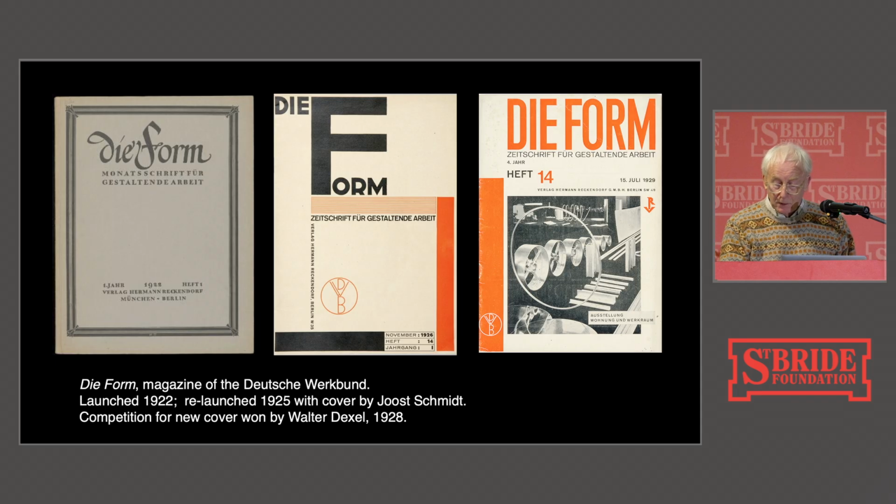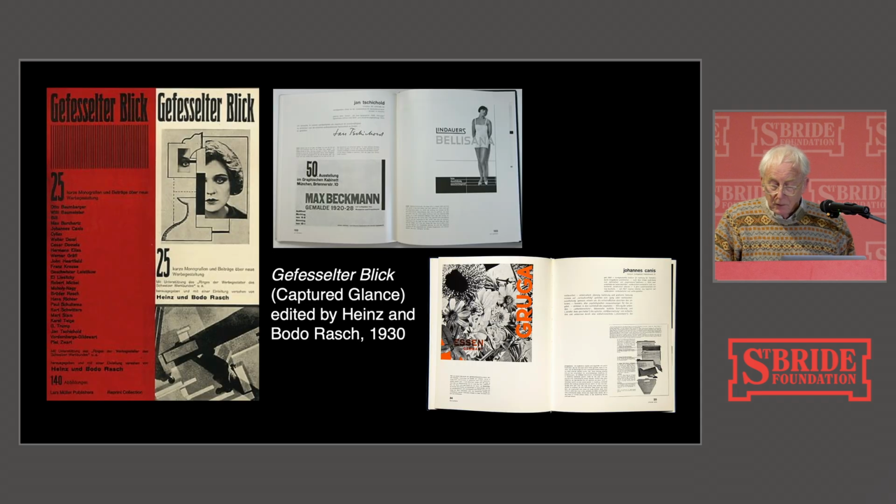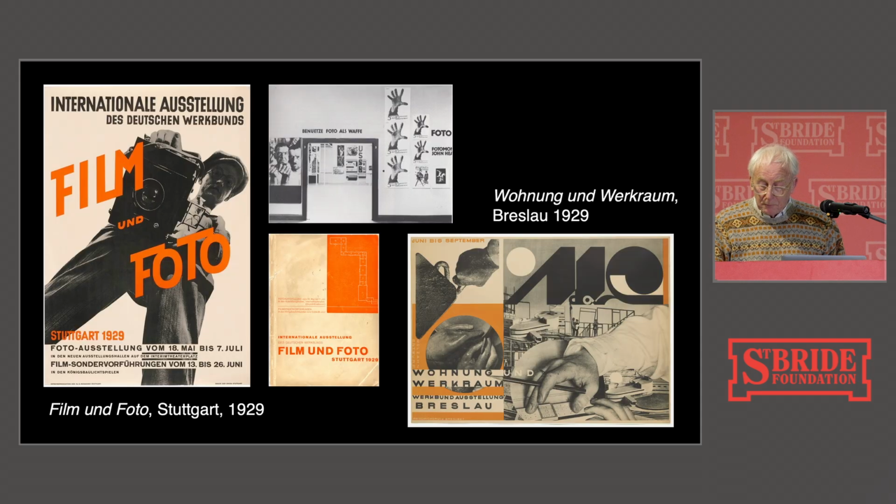We can see something similar in Gefesselter Blick, the so-called captured glance, produced in 1930 and related to an exhibition sponsored by the Swiss Werkbund. The late 20s and early 30s was a great period for international design exhibitions, especially in Germany, as the economy recovered somewhat after the inflations and collapses of the period between 1921 and 24. And since many of these exhibitions were at least supported by the national or regional Werkbunds, we might find that the new typography is at the forefront.